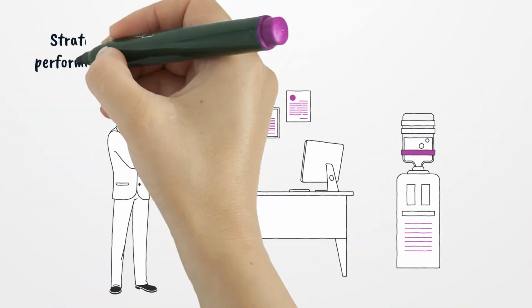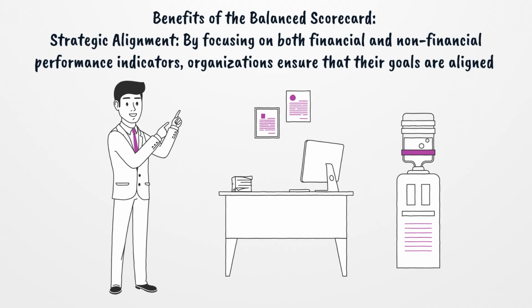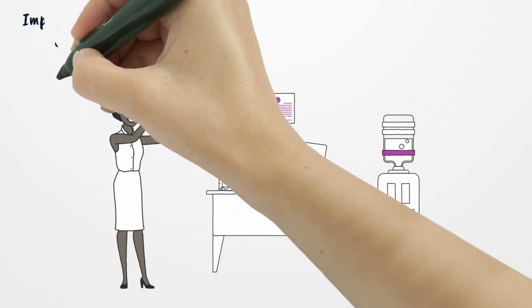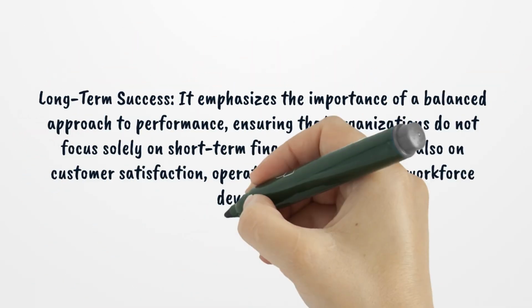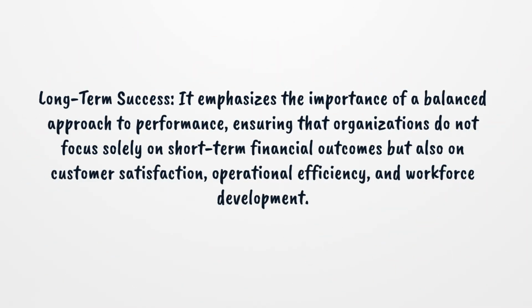Benefits of the Balanced Scorecard. Strategic alignment. By focusing on both financial and non-financial performance indicators, organizations ensure that their goals are aligned across departments. Improved decision-making. The Balanced Scorecard provides a comprehensive overview of organizational performance, helping management make data-driven decisions. Long-term success. It emphasizes the importance of a balanced approach to performance, ensuring that organizations do not focus solely on short-term financial outcomes but also on customer satisfaction, operational efficiency, and workforce development.